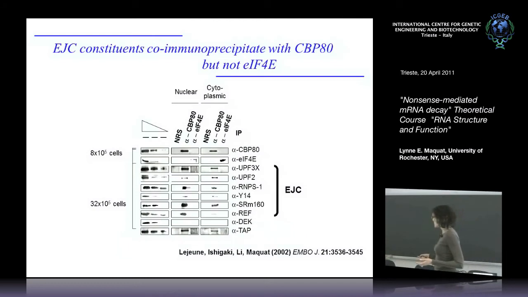This was done by Fabrice Lejeune when he was in the lab. He analyzed nuclear and cytoplasmic extracts. The immunoprecipitation was done with these antibodies. And if you look at the resulting Western blot, in the case of the anti-CBP80 IP, he obtained CBP80 and not eIF4E. Either one or the other cap binding protein is associated with a particular mRNA.